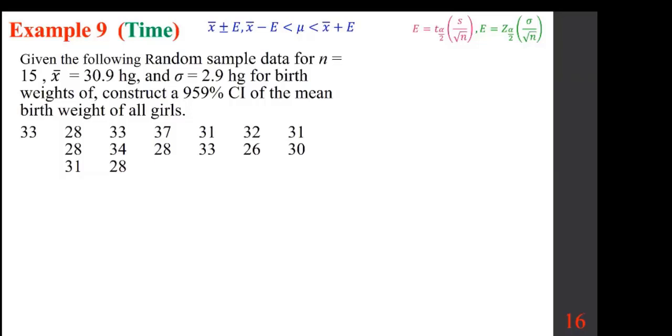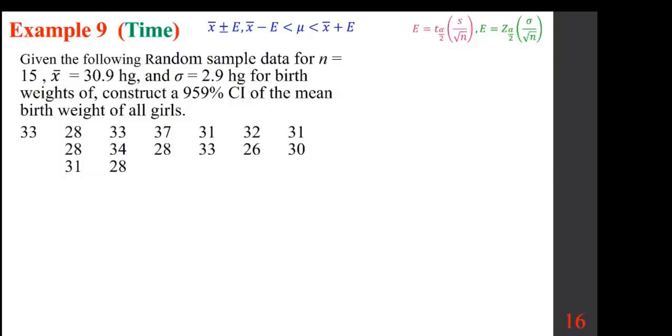So with that being the case, notice what's happening here. For this section, if you want to use it, remember n has to be large, or it has to be normally distributed. It doesn't say it's normally distributed. n is not large, it's only 15. So how do we deal with that? I just wanted to mention that.